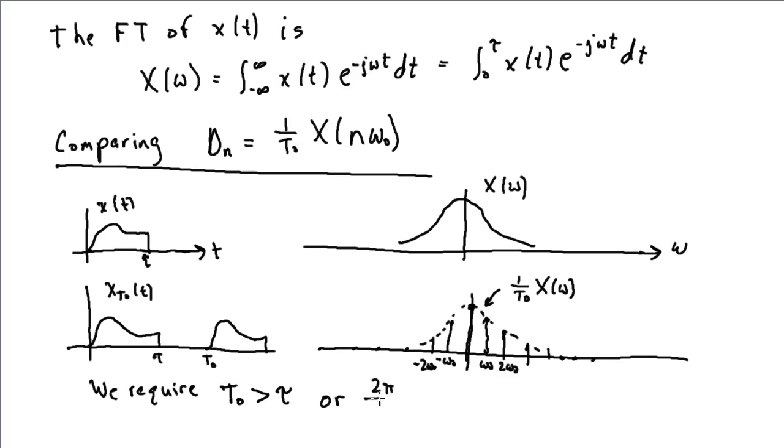Or equivalently, we require 2 pi over T0 to be less than 2 pi over tau, or we require omega 0, which is our sampling rate in the frequency domain, to be less than 2 pi over tau, which is the duration of our signal in the time domain.